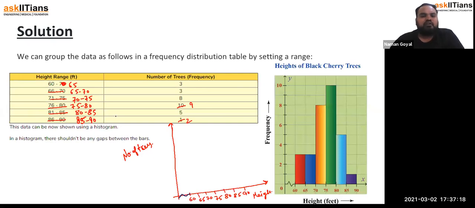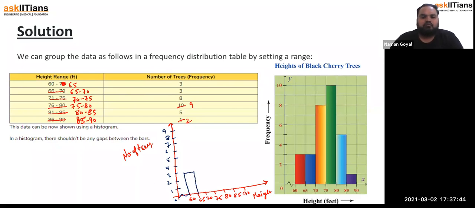Now for 60 to 65, the bar is of height 3. So first of all we have to mark 0, 1, 2, 3, 4, 5, 6, 7, 8 and 9. For 60 to 65, the height of the bar is 3, so we have to draw this bar.